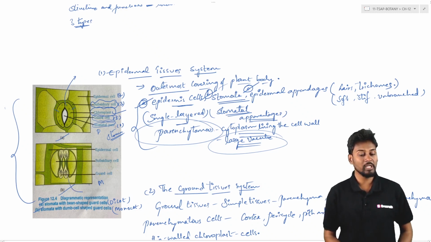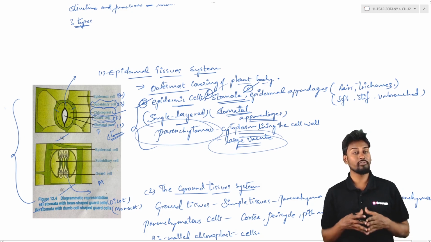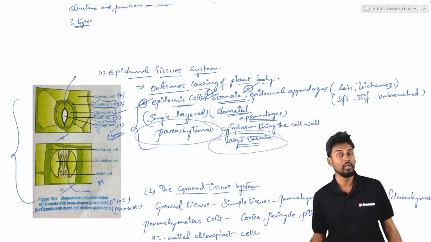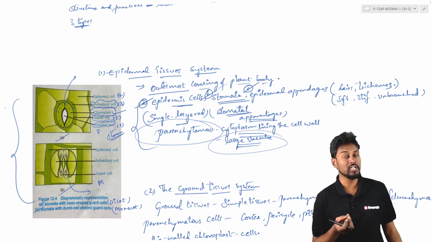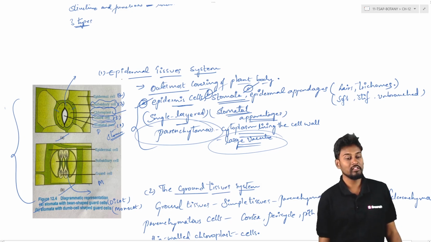Next one, in the grass family, we can see them as dumbbell shaped guard cells. So we can see these guard cells are generally seen as dumbbell shaped cells, which are generally present in the monocot stem. So this is the entire apparatus, which is called the stomatal apparatus, one of the parts of the epidermal tissue system.